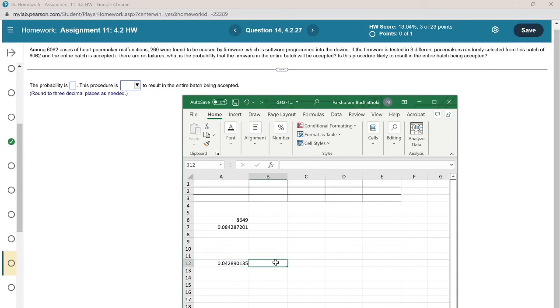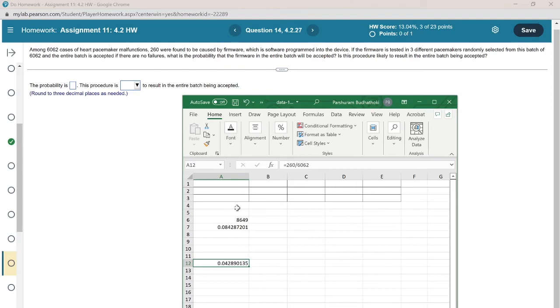Now for the 3 pacemakers, as you can see, 3 is the sample size, which is very tiny compared to the total. The 3 is less than 5% of the total. So for each of these 3, we can assume the same probability. So for finding the probability for all 3 of them, if they are selected randomly, we can assume the same probability for all 3 different pacemakers randomly selected.